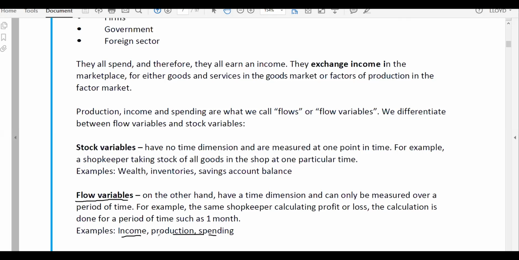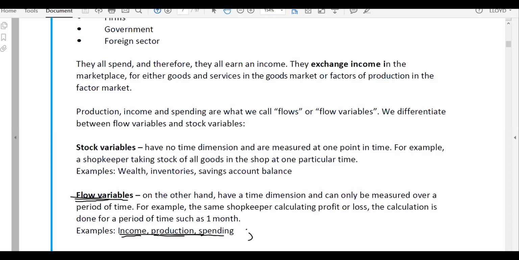If you can remember, I said a flow variable is measured over a period of time, be it a year, per month, semi-annually, quarterly, biannually. So as long as it is a variable that you can measure over a period of time, it becomes a flow variable. Right? So you've got production, income, spending.